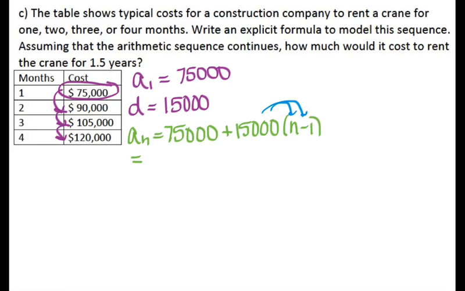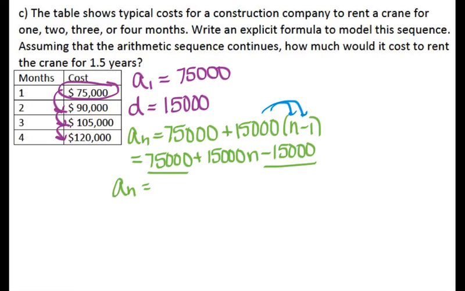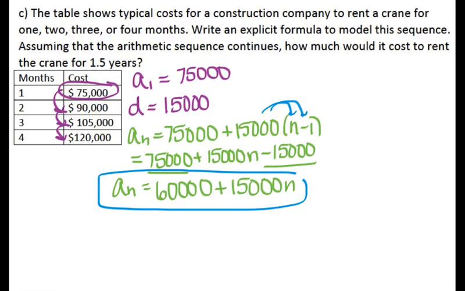Once again, I can go ahead and distribute. So that gives me 75,000 plus 15,000 times n minus 15,000. I can go ahead and combine my like terms. So 75,000 minus 15,000 is 60,000 plus 15,000n. Okay, so this formula will allow us to find any term for the sequence.